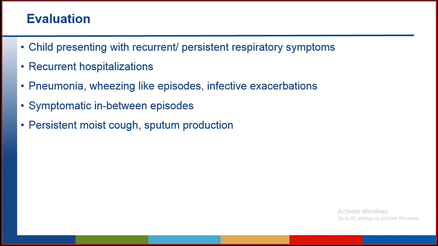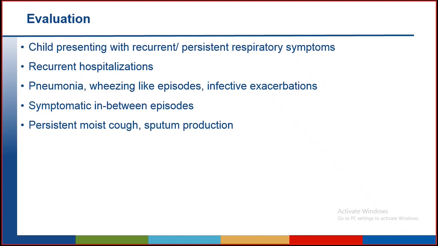Because these children present with recurrent or persistent respiratory symptoms, requiring recurrent hospital admissions, usually with a diagnosis of pneumonia or maybe wheezing-like episodes, or we may diagnose an infective exacerbation of the underlying chronic lung disease. And most importantly, these children, especially with established bronchiectasis, are symptomatic in between episodes as well. So they have intermittent acute exacerbations that usually settle, but there is no complete resolution of the symptoms. Once this bronchiectasis is established, they would have symptoms in between as well.